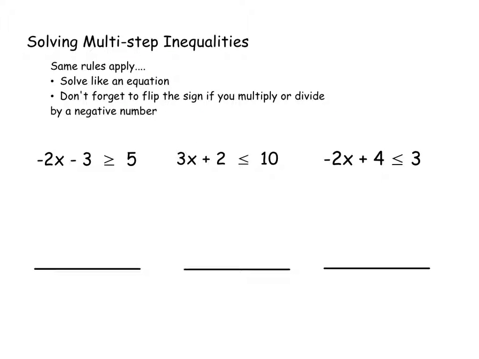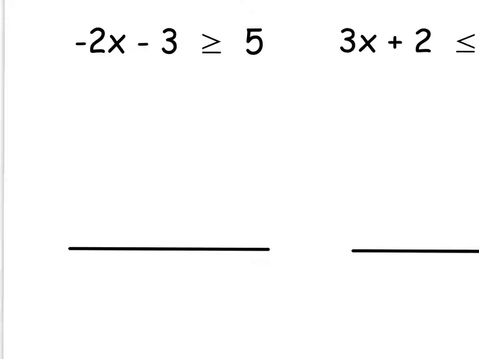We are going to move on to solving multi-step inequalities. So the same rules apply as one step. We want to solve like an equation. Don't forget to flip the sign if we multiply or divide by a negative number. So same rules apply. Jot those down, and let's look at 3 examples.